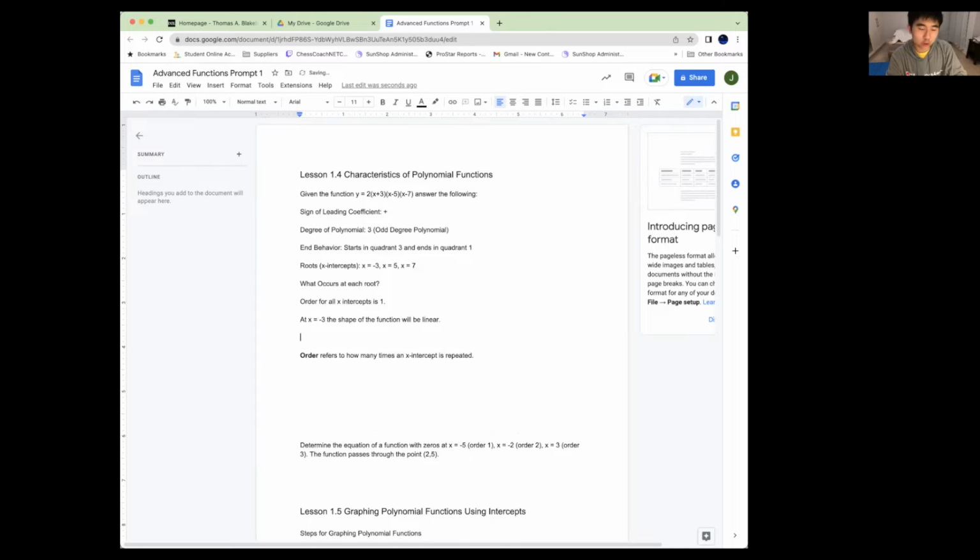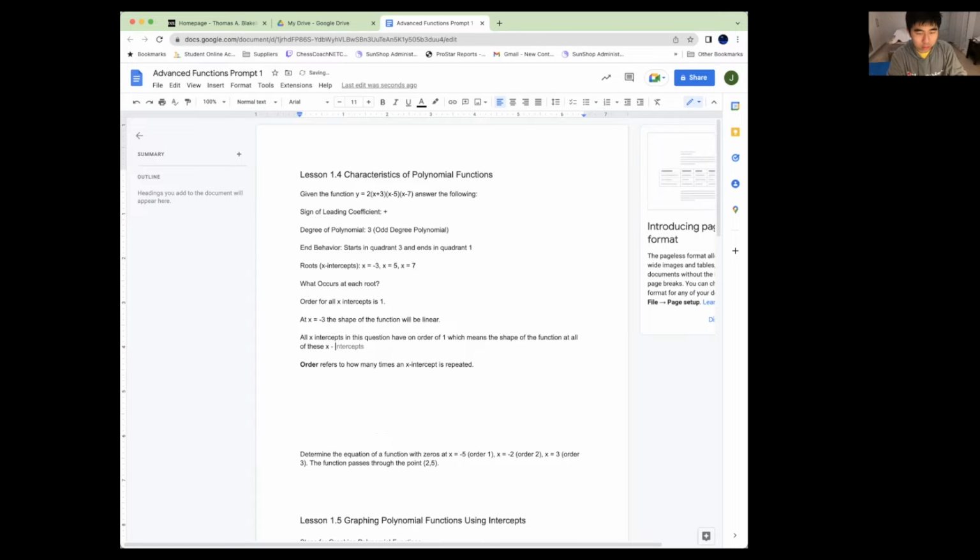So we can just say, actually, all x-intercepts in this question have an order of 1, which means the shape of the function at all these x-intercepts will be linear. We can say that. Now, it may seem a little bit confusing, but it's going to make a lot more sense in lesson 1.5. You'll see what I mean.